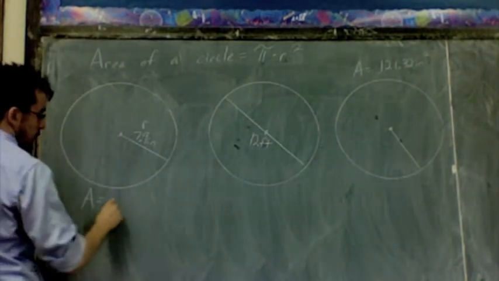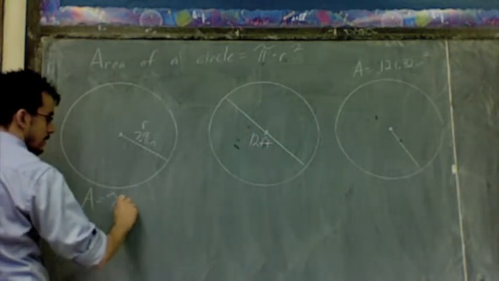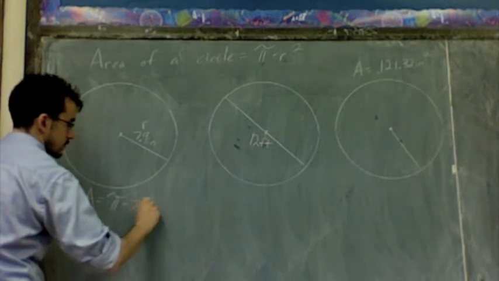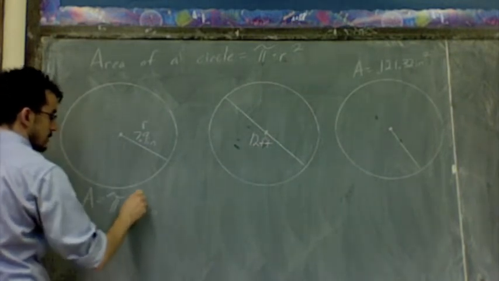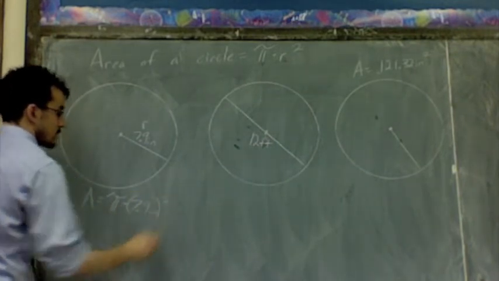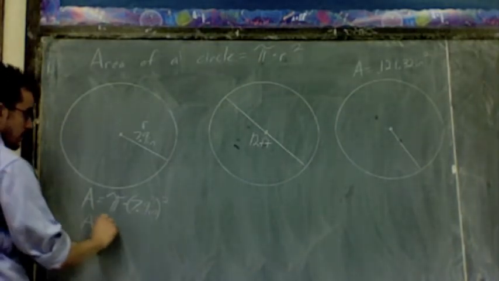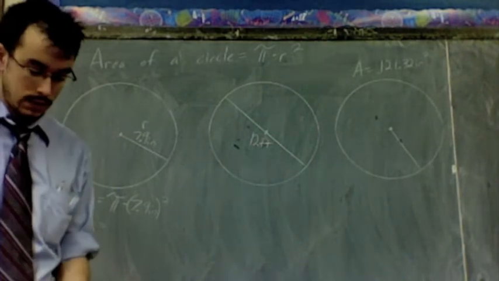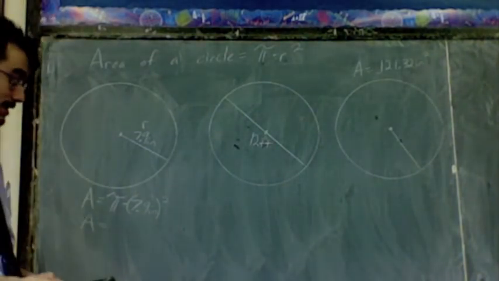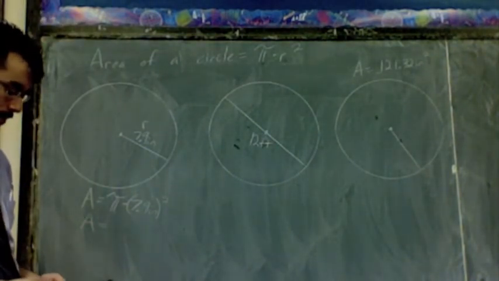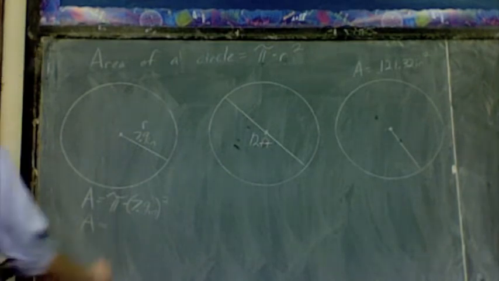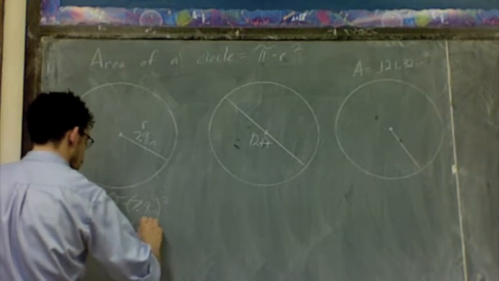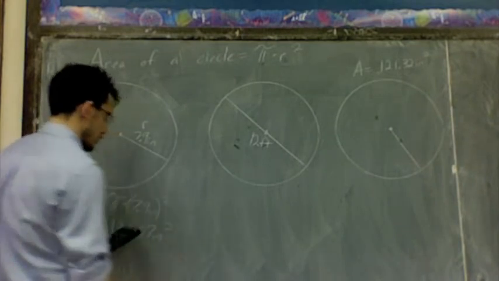So area equals pi times the radius squared. Well, the radius is 7.9 inches, and it says to square that number. So literally all you're going to do is type in your calculator pi times 7.9 squared, or pi times 7.9 times 7.9. And you will get 196.07 square inches, or inches squared.